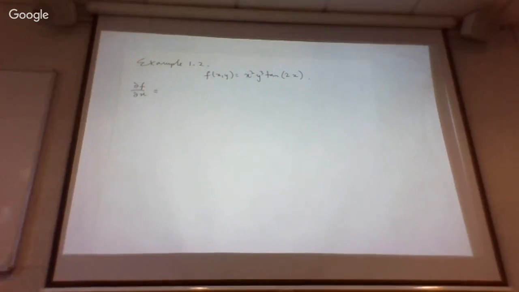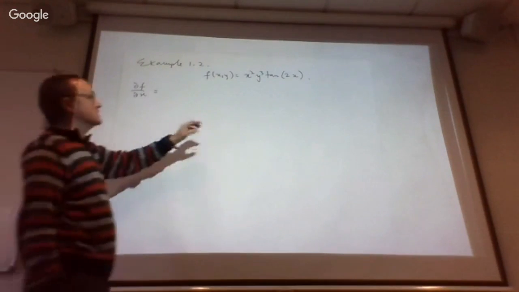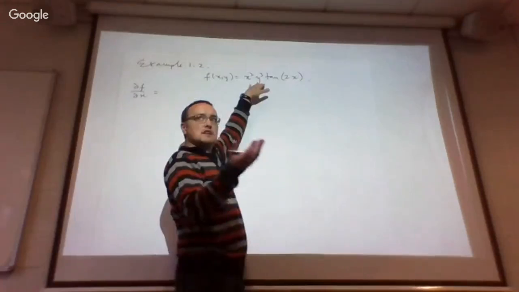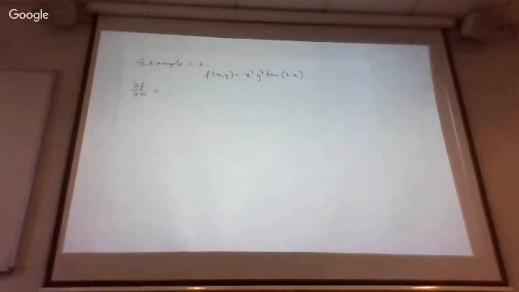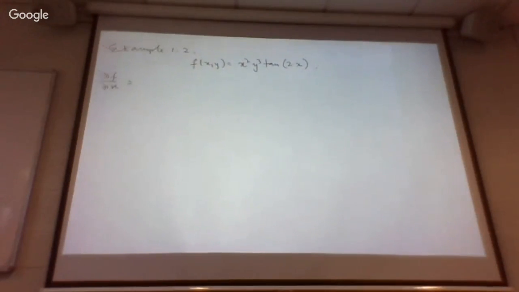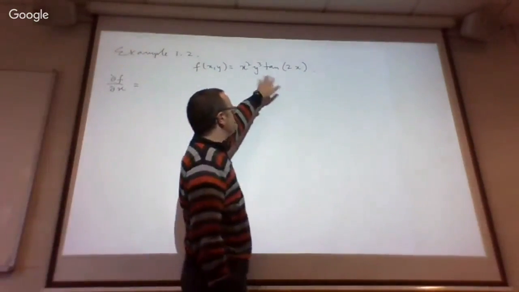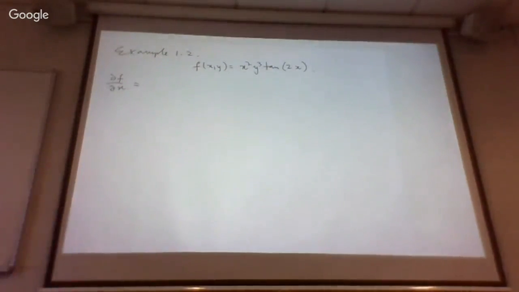Then what's remaining is a function of a single variable x: x squared times some constant times the tangent of 2x. And then we just apply our normal standard principles of differentiation from single variable calculus to this. Okay? So what do we have to do? Well, here we recognize that it's actually a product of two different functions of x. So we have to employ the product rule.